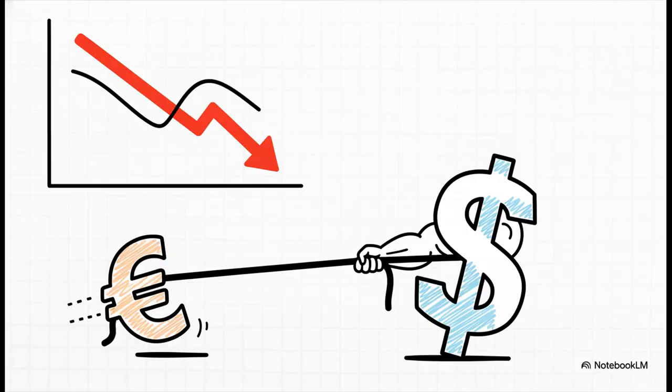Now, this is a key point for beginners, so listen up. When the price of a pair goes down, it doesn't mean something bad is happening in the market. It just means the second currency in the pair, the quote currency, is getting stronger. It's winning the tug of war.